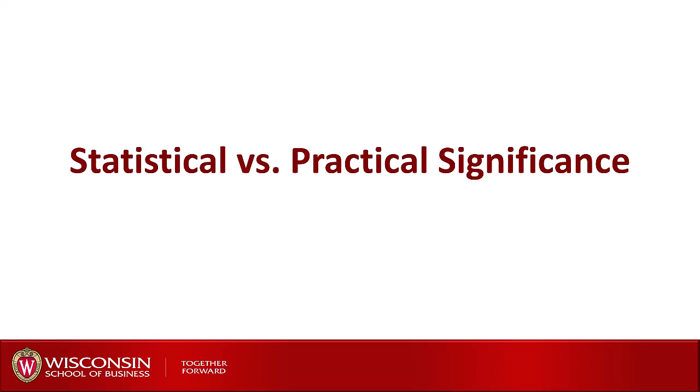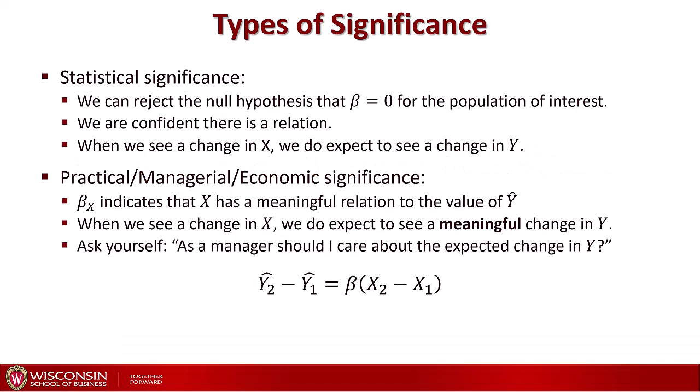When we talk about statistical significance, it is important to distinguish between statistical significance itself and practical significance. Statistical significance is about our confidence that there is some relation between our variables, whereas practical significance answers the question, does the magnitude and direction of the relation matter for us? Let's define these different types of significance.